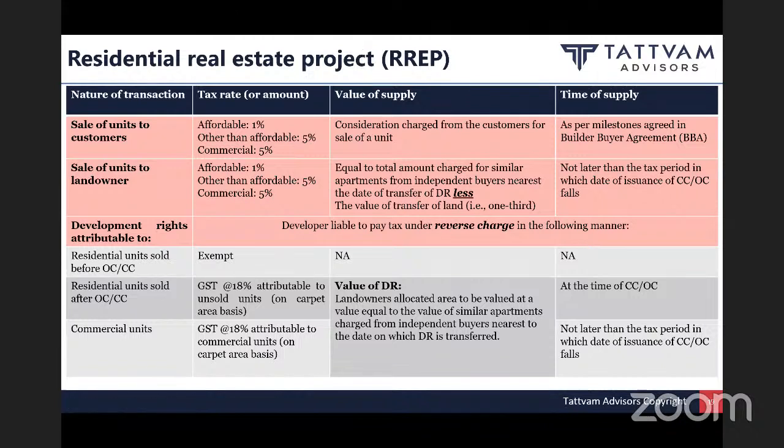Let us take an example. I am a landowner. I transfer development rights to you. You are a developer. You develop 100 units. Entire 100 units are residential units. So it's an RREP project. It's a residential real estate project.